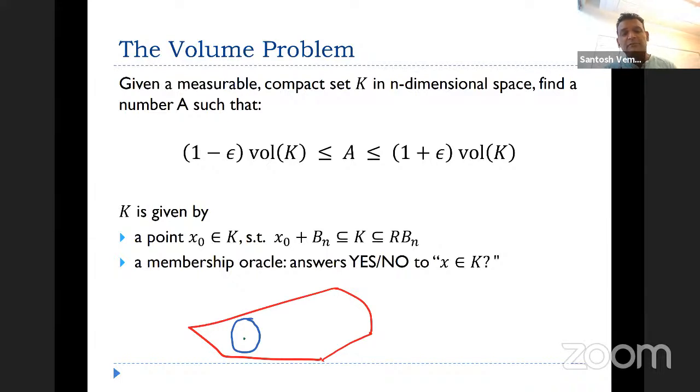Now, in addition, you get to query the set as follows. For any point in space, you can ask, is the point in the set? And you get back a yes or no answer. And that's it. That's really the entire interaction with the set. So it's a very general model for various problems in high dimension. And indeed, just about everything that we know how to do in polynomial time, we can do in this rather weak model of interaction.